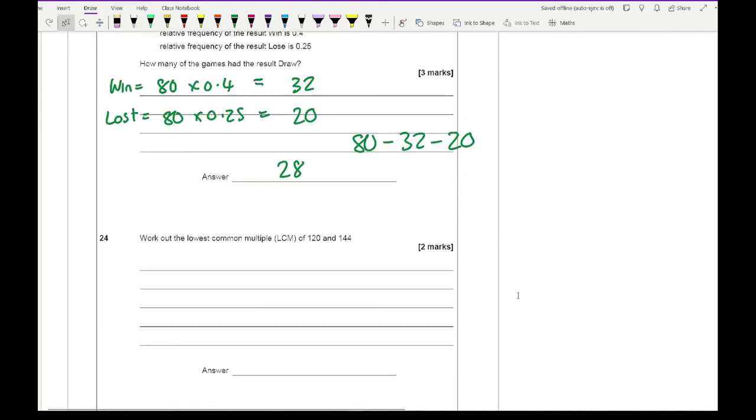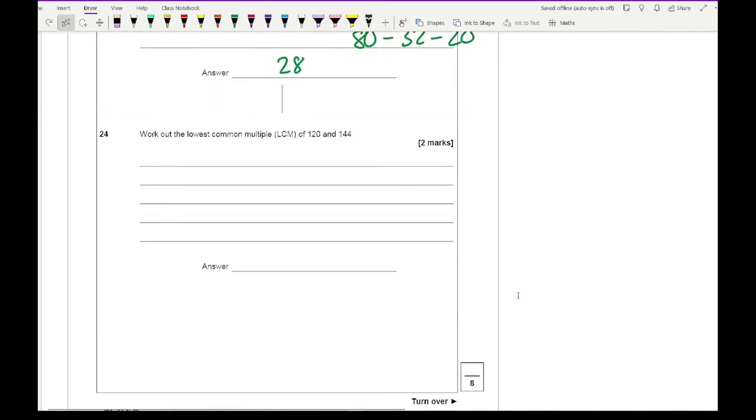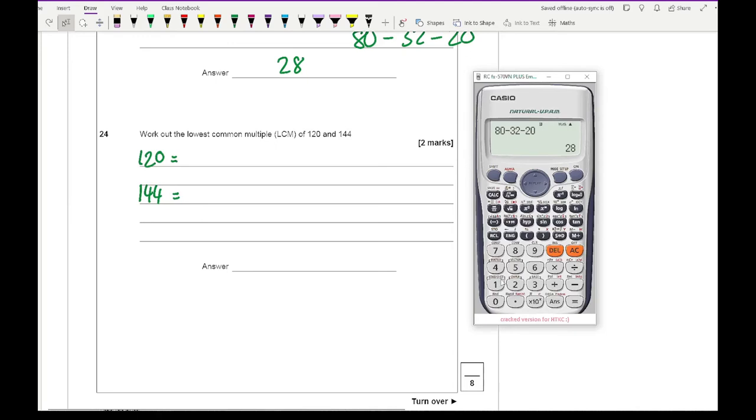Now for question 24, it says work out the lowest common multiple of 120 and 144. Now for this, what the question is asking me is, what is the smallest number that appears in the 144 times table and the 120 times table? Now, there's several ways in which you can do this. You can use Venn diagrams, you can use product of their primes. It doesn't really matter which method you go for. For me, I'm just going to use my calculator.